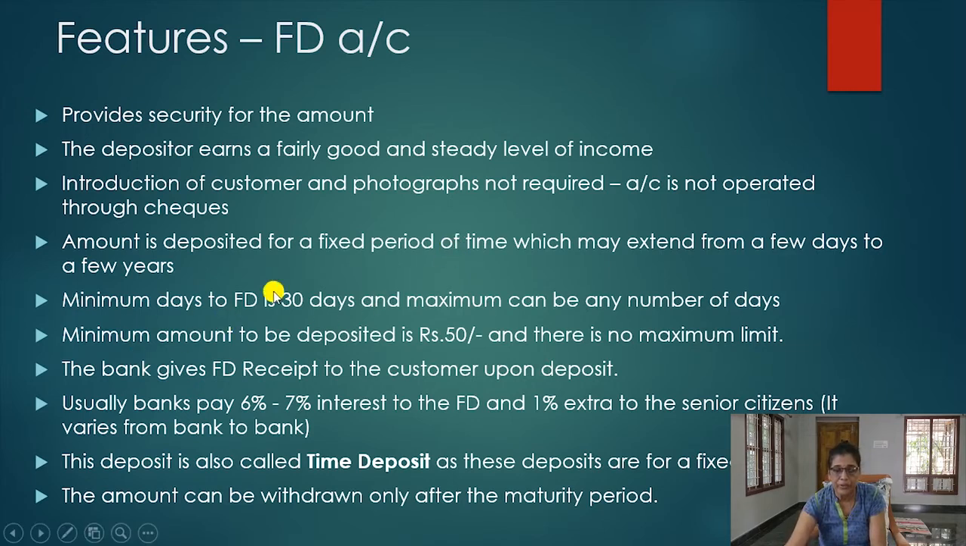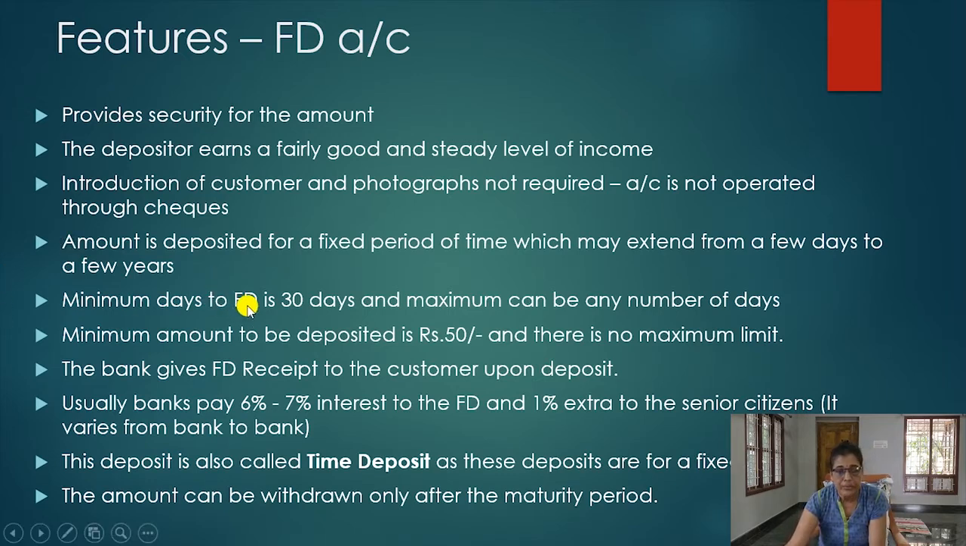Amount is deposited for a fixed period of time, which may extend from a few days to a few years. So another feature of the FD account is it can be deposited for a fixed period of time. Say for example 6 months or 1 year or 3 years or 5 years, like that. So for a fixed period of time we are going to deposit our money, from a few days to a few years. You can keep for 30 days, you can keep for 6 months, you can keep for 1 year, or you can keep for 5 years or so.